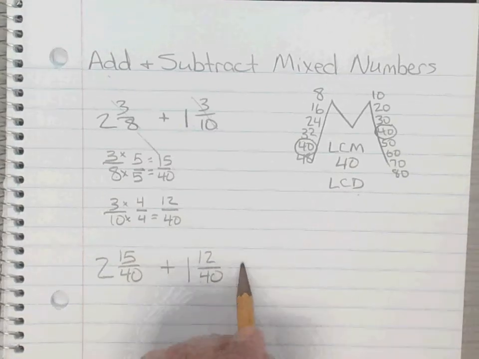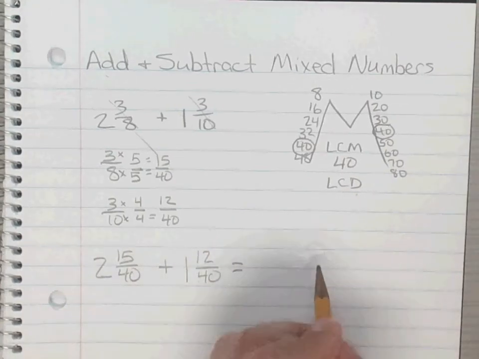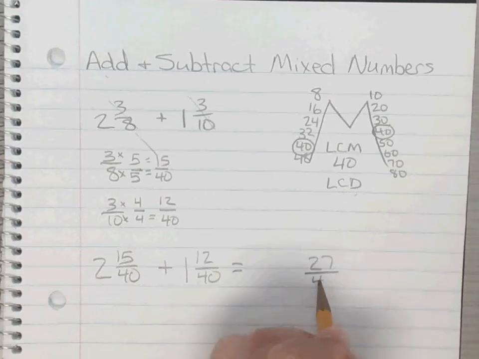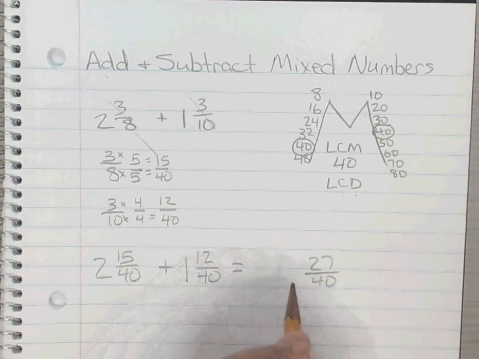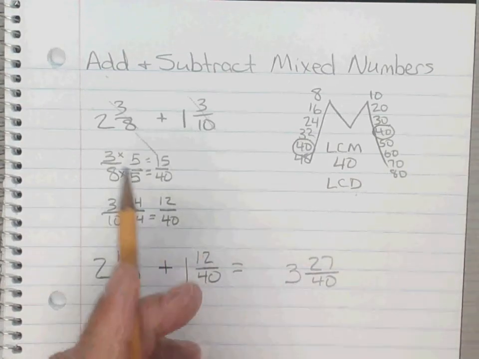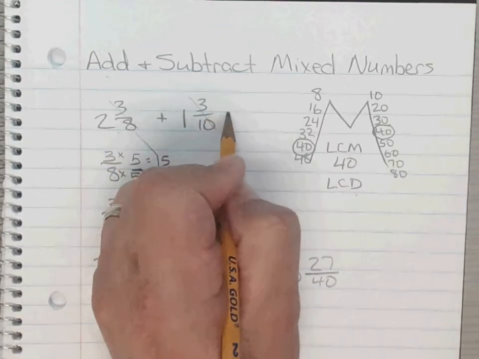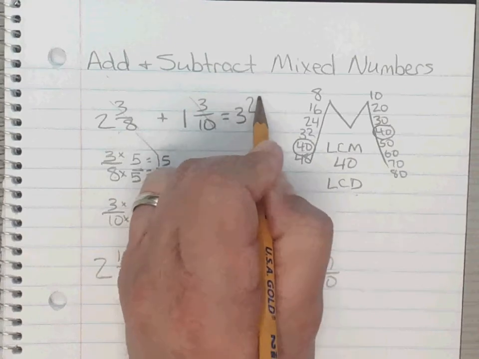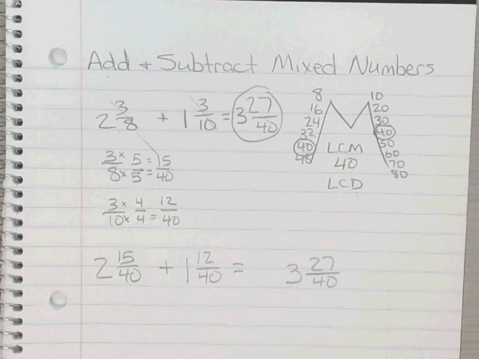So now I can add these. Well, 15 plus 12 is 27, and the denominator stays the same. So 15/40 plus 12/40 is 27/40. And now I can add my whole numbers. 2 plus 1 is 3. So my answer to 2 3/8 plus 1 3/10 is 3 27/40. Okay? Let's do another one.